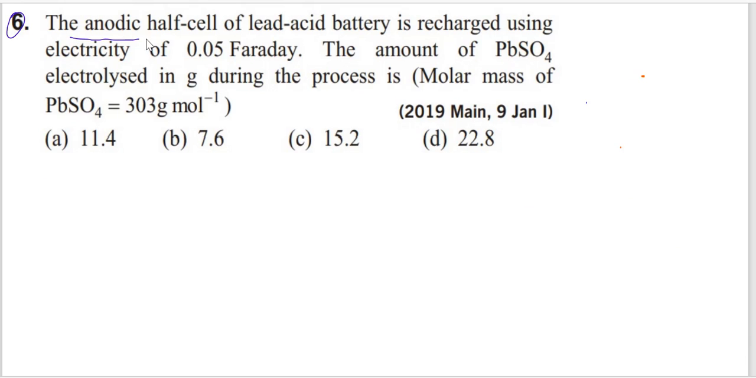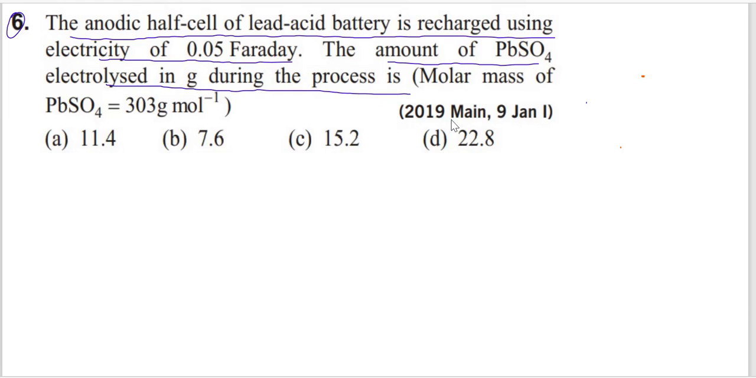Next. The anodic half cell of lead acid battery is recharged using electricity of 0.05 farad. The amount of lead sulfate electrolyzed in gram during the process is. See, first of all, here lead sulfate is there. The lead sulfate has lead +2 and sulfate -2. Right? This lead +2 taking 2 electrons and forming lead. Okay. Now the question is how much lead sulfate is electrolyzed, right?